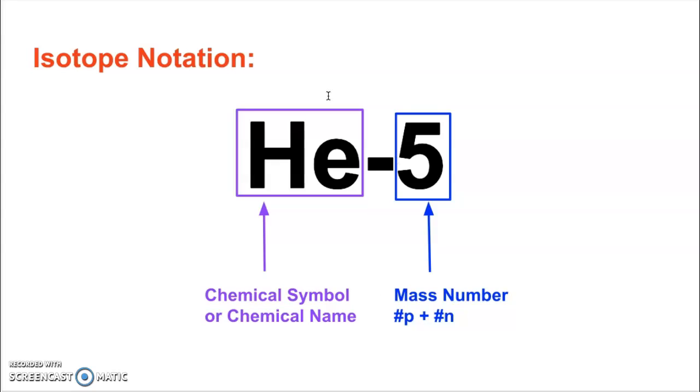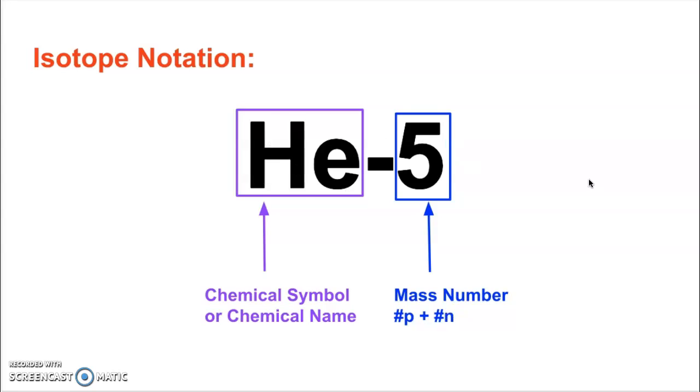Okay? At the very front, we have my chemical symbol, which we know if we look at our periodic table, it's the 1 or 2 letters that are in each element. Or I can write my chemical name. So instead of putting He, I could write the full name helium. I'm going to put a dash, and then the number that comes after it is your mass number. And as a reminder, that is protons plus neutrons, right?